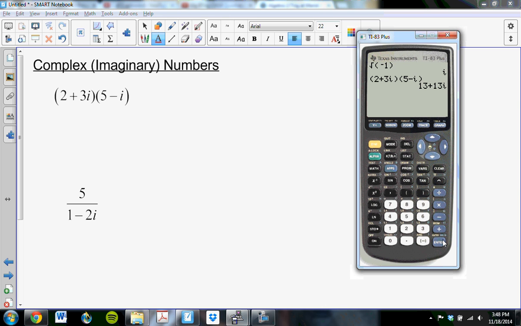It does the foiling for me. I'm actually not sure what happens if I do this in my calculator. I think it simplifies it for me, but I'm going to find out. 5 divided by, in parentheses, this has to be in parentheses, 1 minus 2i. Yeah, it's 1 plus 2i. Did that do the simplifying for me? Multiplied both sides by 1 plus 2i, so you get 5 plus 10i over 5, which is 1 plus 2i. Yep, it's simplified. It simplified that expression for me, so your calculator can handle pretty much all this stuff.